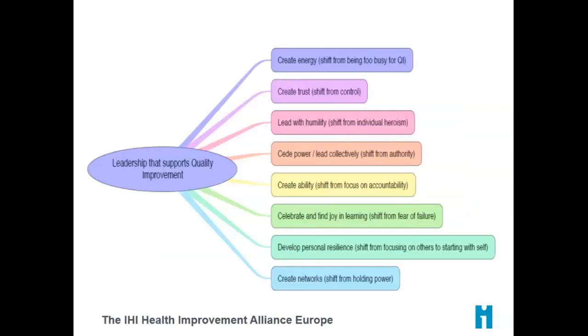At the IHI Health Alliance Europe, the leaders have gotten together and developed a sort of driver diagram that looks at all of the things that are necessary to support quality improvement. And the things that they focused on included creating energy, that is shifting from we're too busy for quality improvement to quality improvement is what we do every day. Creating trust, that's an important aspect, and I think that's one of the key elements of what we're talking about. Lead with humility, that is, we are not heroes. We should all be working together. We don't have to have all the answers. The answers come from us as a community to work together.